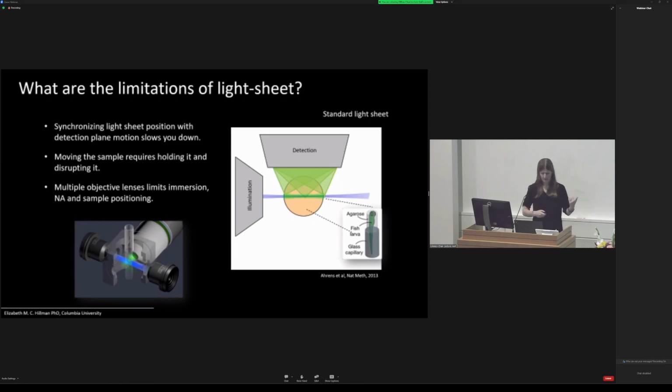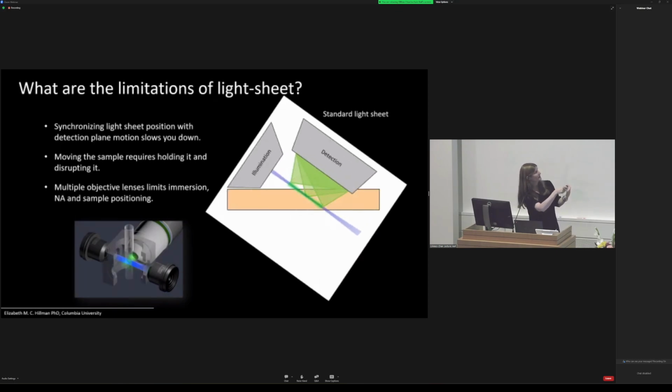Okay, so some people said, maybe I can rotate it like this, and now I can image something that's sort of on a slide here, and in some cases, that can work, but it limits the depth that you can get, and it doesn't solve that problem of being able to do very high-speed imaging.